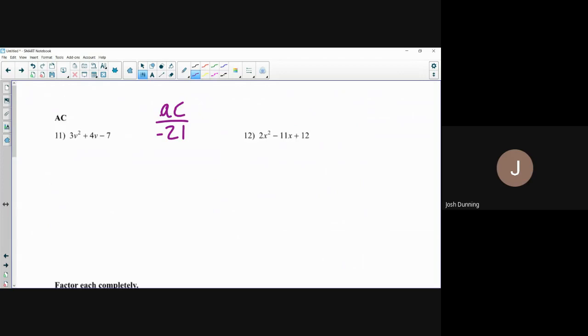Now, pretty much the only numbers probably that pop in your head are 7 and 3, which is correct. 7 minus 3 is 4. So you want to use a +7, -3. So break that 4v up into 7v minus 3v. Bring the ends down.